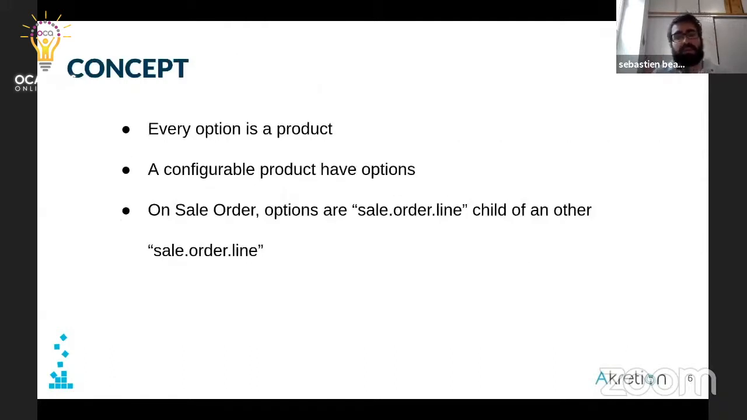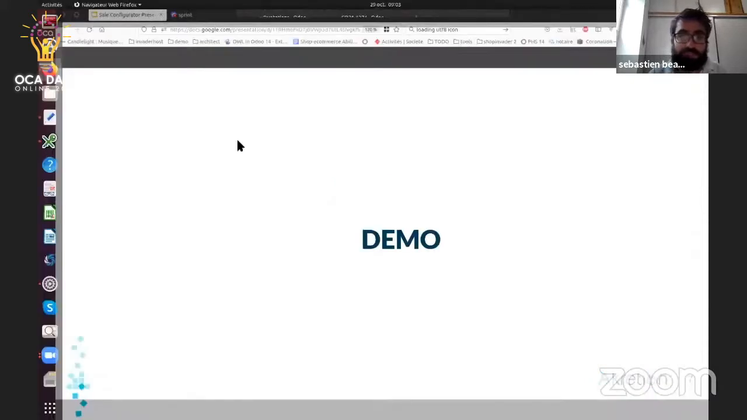So here the concept is that all options of your configurable products are a product. A configurable product has many options, and you can configure these options. Then on the sell order, all of the options that you add to your configurable product are sell order lines, but these sell order lines are children of the main sell order line of the configurable product. To make it more clear, I'm going to do a demonstration.